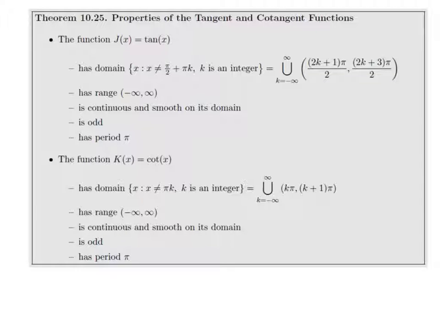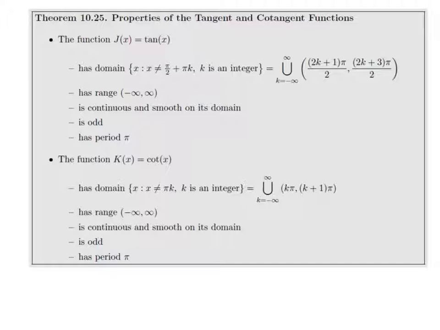To summarize the information about tangent and cotangent, we look at this theorem. Notice the domain for tangent is all the spots where cosine is non-zero. These are all the values where cosine is 0, so the domain is everything but those. The range is all real numbers. It's continuous and smooth on its domain. It's odd and has a period of pi.